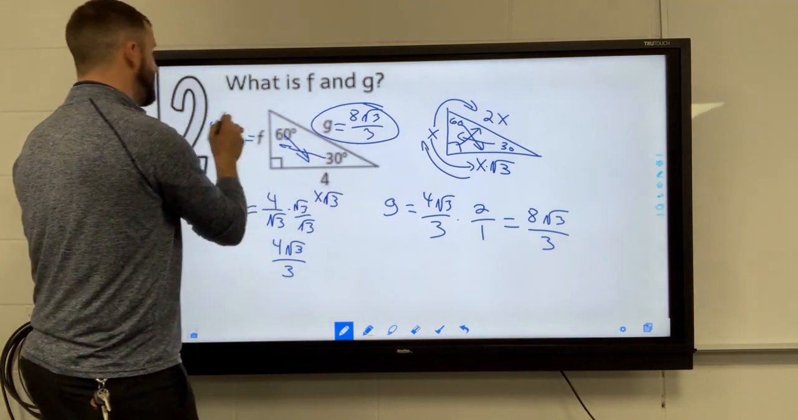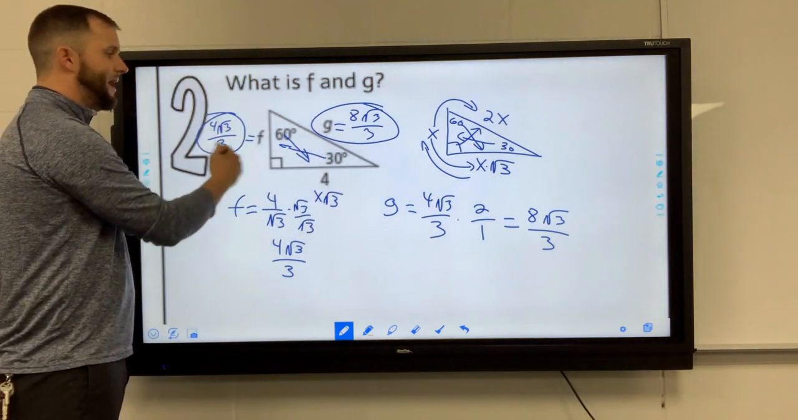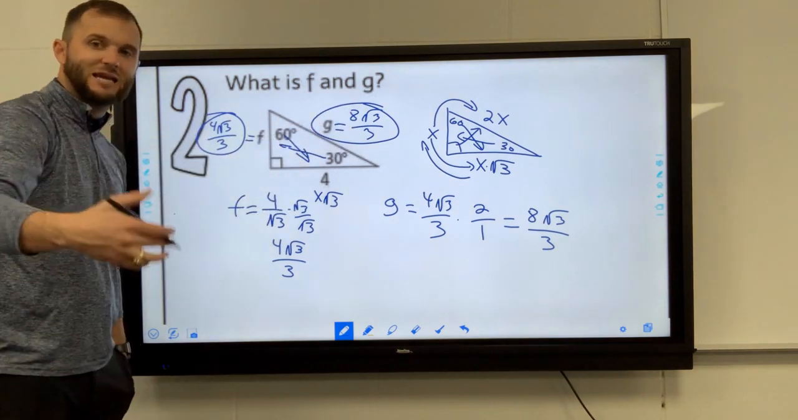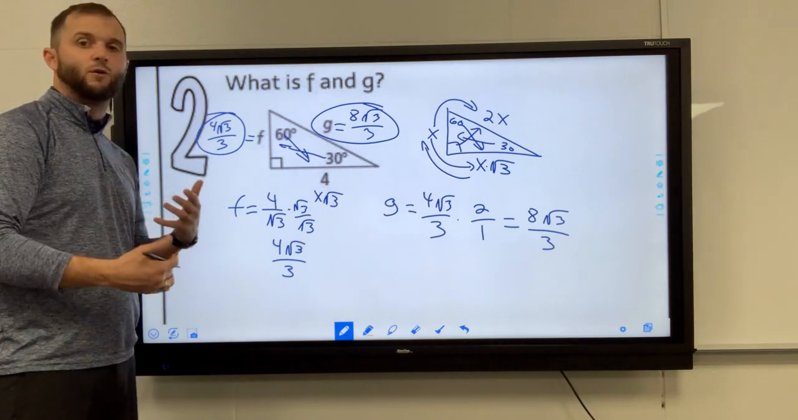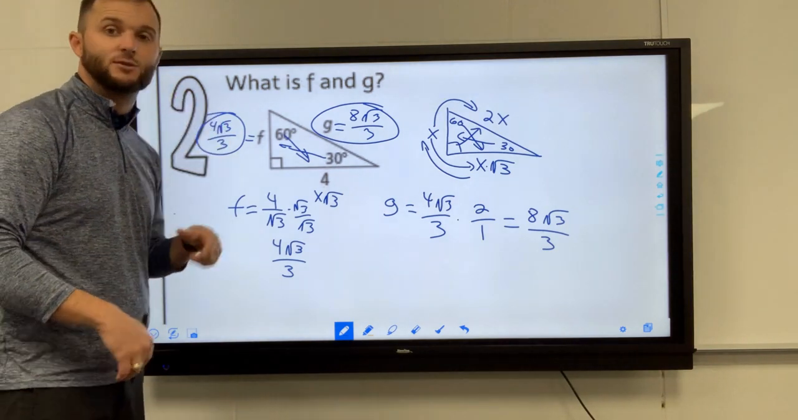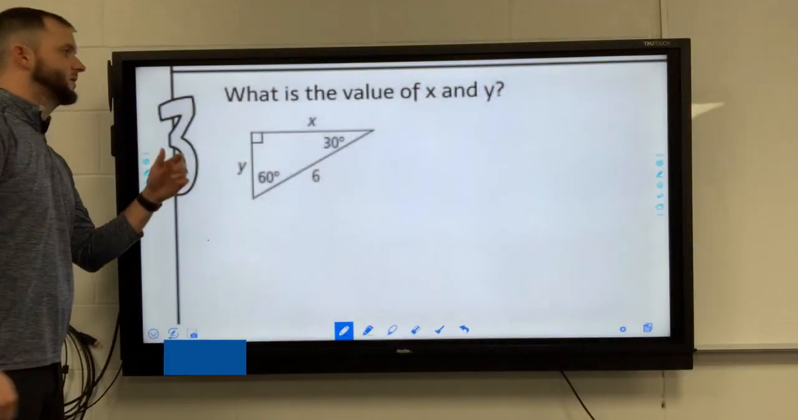It may seem a little weird, but just like on the 45-45-90 aspect, I can type this into the calculator and get an exact decimal if that's what it's wanting. But again, if you leave something in radical form, it's going to be a more exact answer than a decimal. Okay? So let's skip over to example number 3. All right, so looking at example number 3.